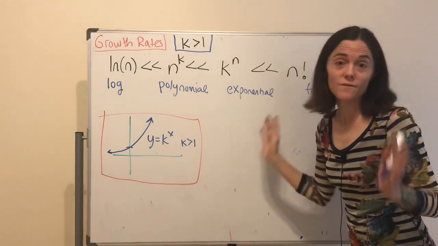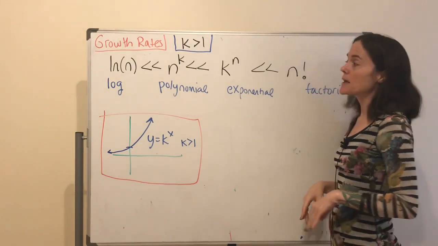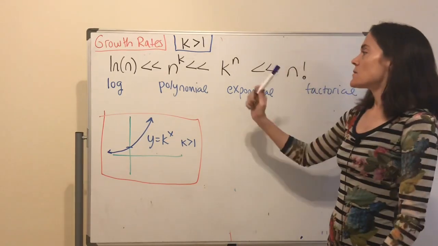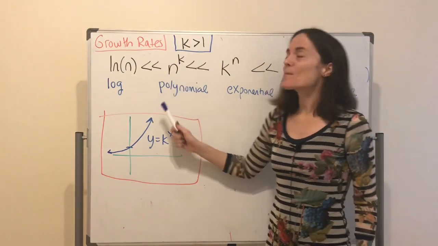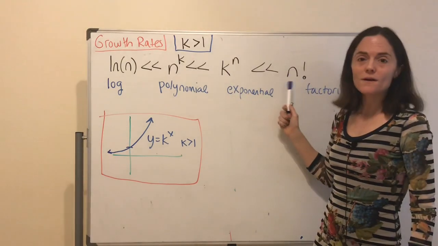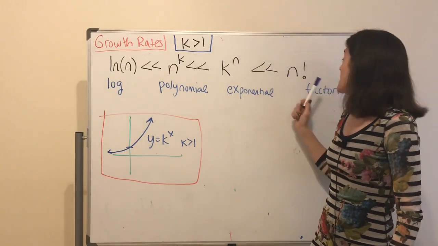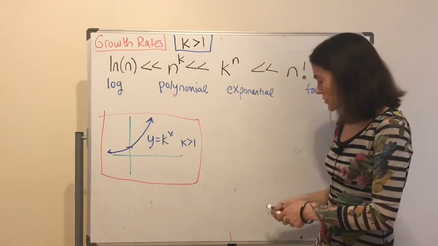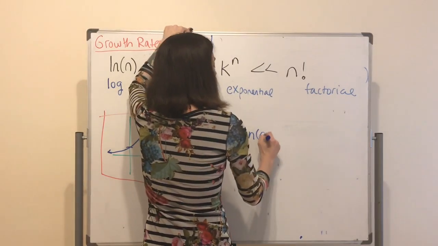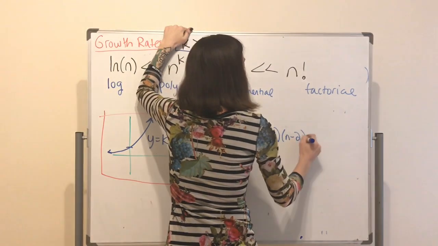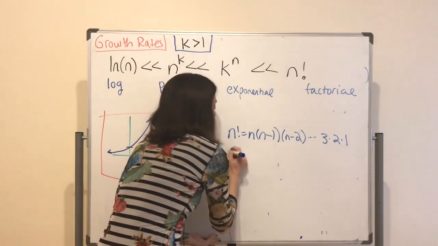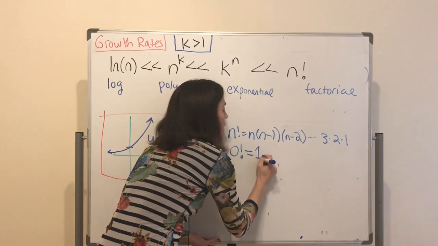All 4 of these go to infinity as n grows without bound, but they do not go to infinity at the same rate. And this is the growth rates. So the log grows significantly slower than polynomial, grows significantly slower than exponential, and finally the thing that grows the fastest, factorials, okay? And I will remind you, n factorial is n times n minus 1, n minus 2, down to 3, 2, and 1. You just multiply like this. And 0 factorial is defined to be 1, okay?